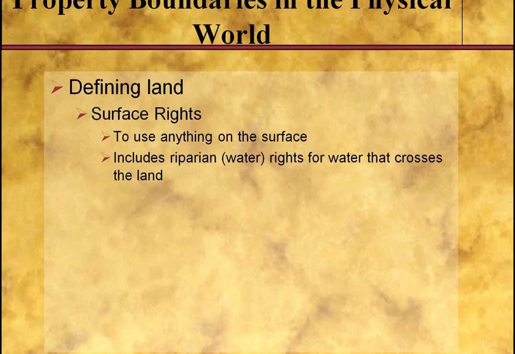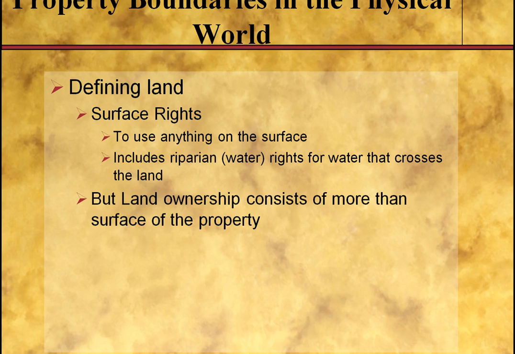Let's talk primarily about the physical aspects of property in the world. You have surface rights. If you buy your house, you get the house, you get anything on the surface. It's two-dimensional, easy to identify. It includes riparian rights for all the water that crosses the land. Obviously, that has certain restrictions on it because those waters come from land above you and go to land below you, so the riparian rights are not exclusive.